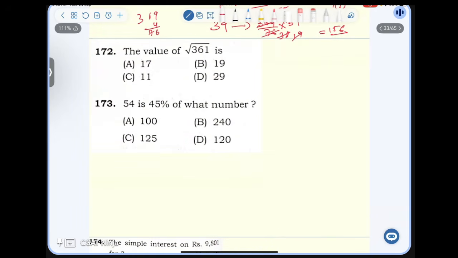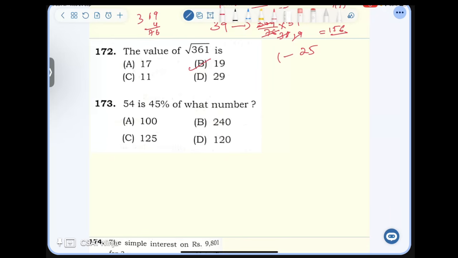Next. Okay, we have a square root question, but it's a direct question. If you have memorized squares from 1 to 25, the square root of 361 is nothing but 19. You don't need to do anything. Next: 54 is 45% of what?